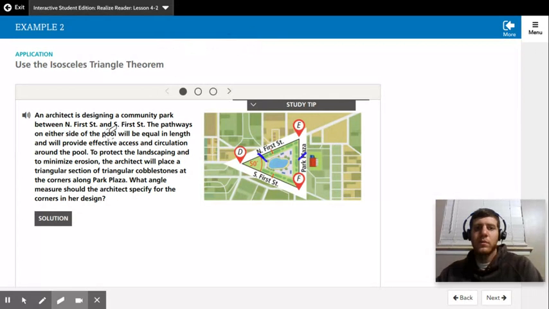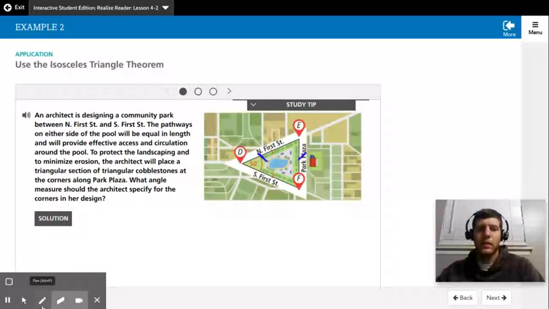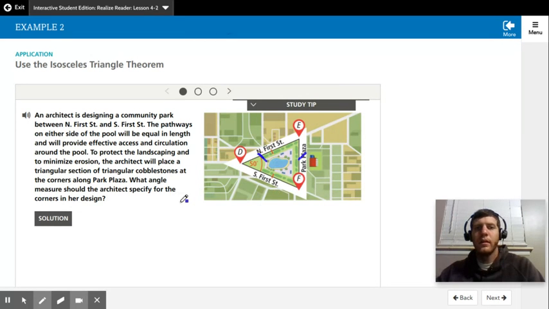Okay, so an architect is designing a community park between North 1st Street and South 1st Street. The pathways on either side of the pool will be equal in length. So they have DE and DF are congruent. They're the same length. To protect the landscaping and to minimize erosion, the architect will place triangular cobblestones at the corners of the park plaza. What angle measure should the architect specify for the corners in her design?